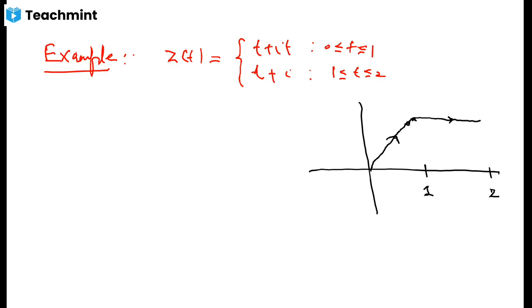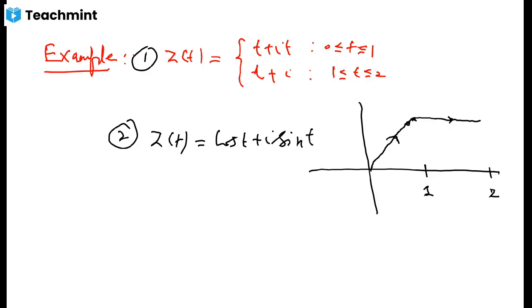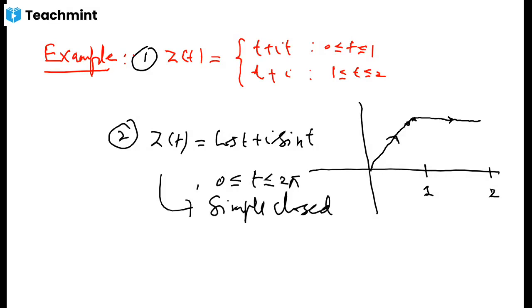Another example you can look at is the parametric equation of the circle, z of t as cos t plus i sin t, where I fix t to be between 0 and 2 pi. This is an example of a simple closed curve or arc. This is a circle with center origin and radius 1.